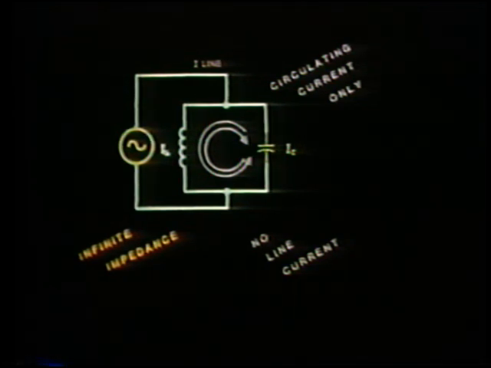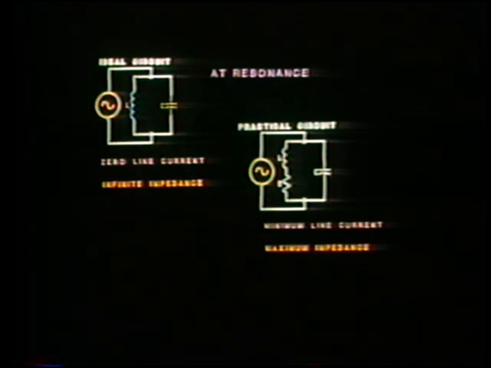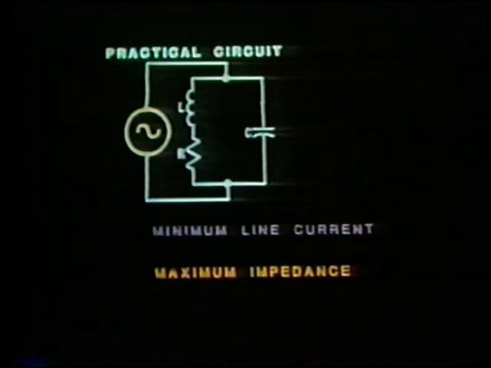If no line current flows, as far as the voltage source is concerned, the circuit has infinite impedance. In a practical parallel resonance circuit, which contains some resistance, this theoretical condition does not exist. In a practical resonance circuit, there is minimum line current and maximum impedance. In most cases, the resistance in a parallel LC circuit will exist primarily in the inductive branch. This is due to the resistance of the length of wire in the coils.